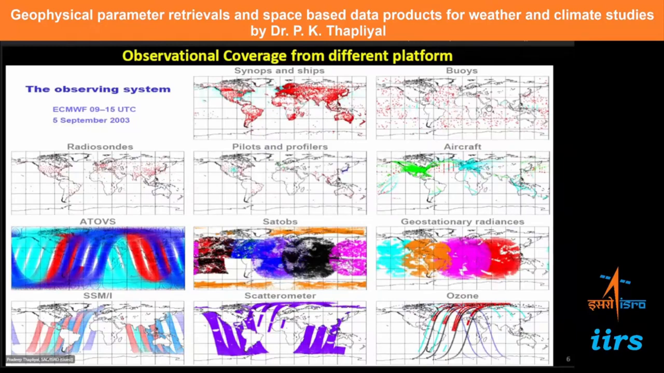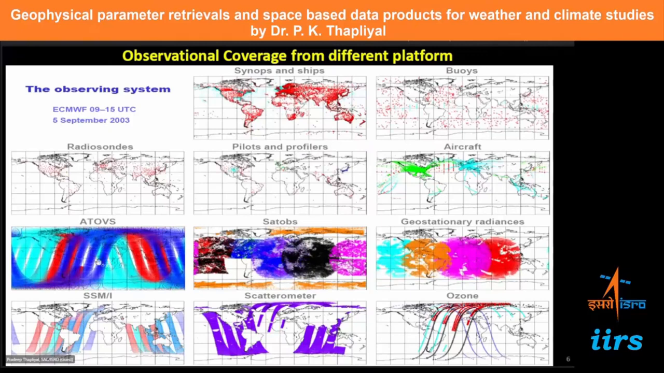And then there are buoys over ocean, then radiosondes only over land, which make upper air observations, then wind profilers and aircraft measurements. So you can see a large part of the globe is void of observations. So accurate weather prediction will suffer from these types of measurements. But satellites provide equally good observations over the entire globe with the same efficiency.